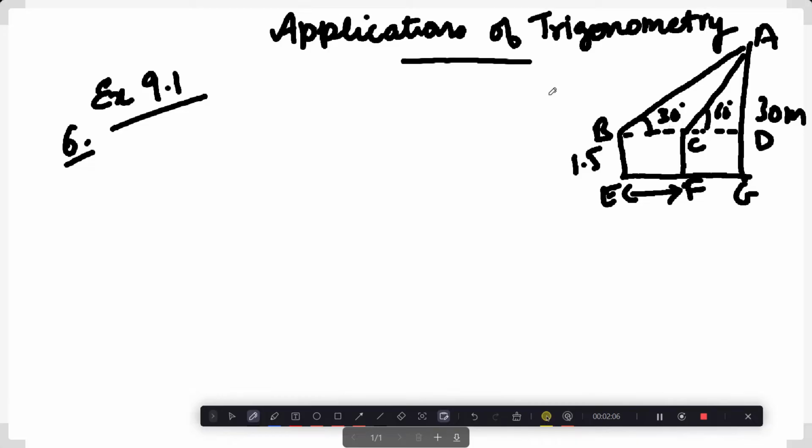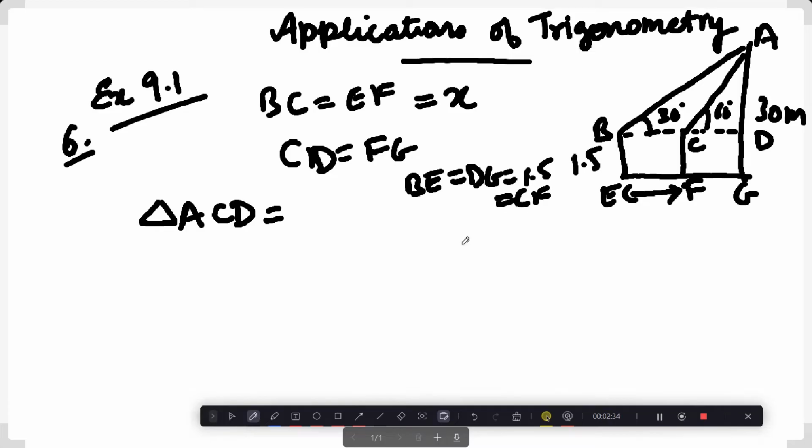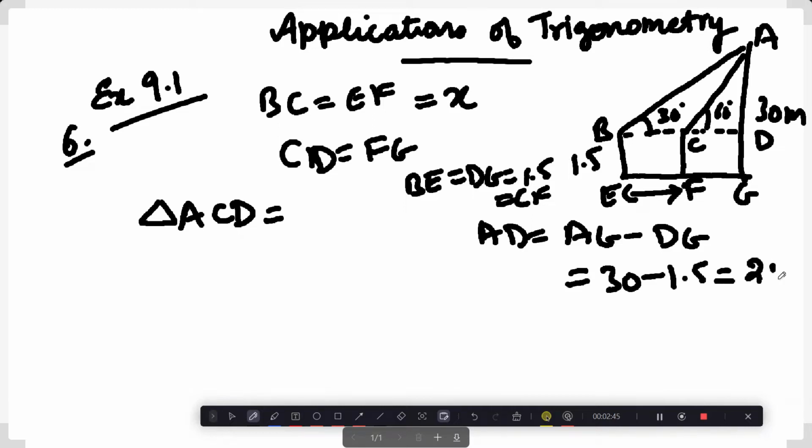Understood? Now we know BC is equal to EF, and let's say it is equal to X, which we need to find out, the distance he walked towards the building. CD is equal to FG. We don't know the value, but we know CD is equal to FG. So first let's consider triangle ACD. And before this, we know BE is equal to DG is equal to CF is equal to 1.5, which is the height of the boy. So what is AD? AD will be AG minus DG. 30 minus 1.5, that is 28.5.